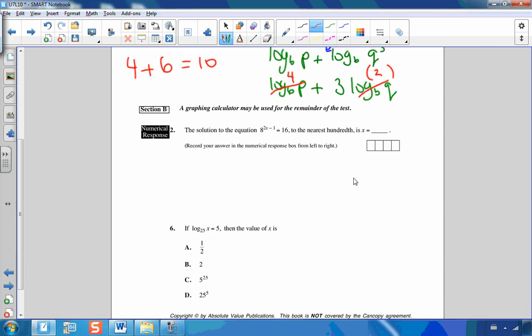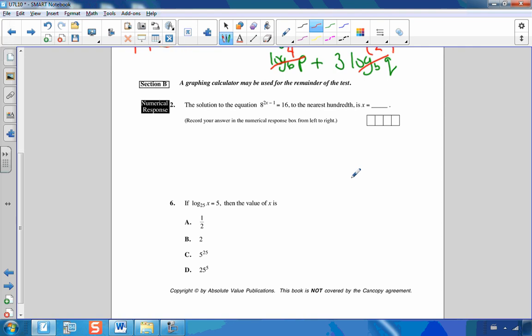Okay, so I guess we can use a calculator for the remainder of the test. I won't do that on your tests, but it's good to do some of these questions without a calculator just to review some of our basic facts. So we have 8 to the 2x minus 1 equals 216, and we want to solve for x to the nearest hundredth. So if this was a question on my test, for 1 mark, I wouldn't solve this algebraically. I would do y1, y2, and then do the intersect.